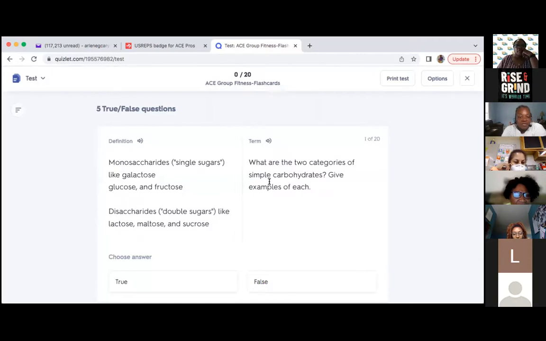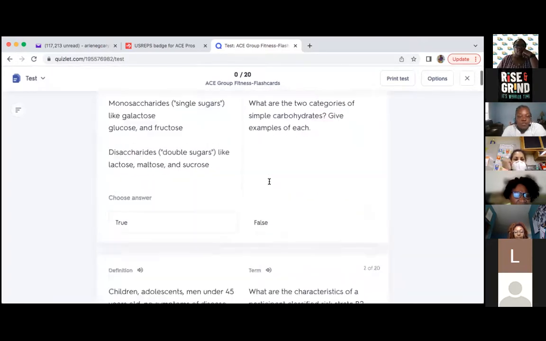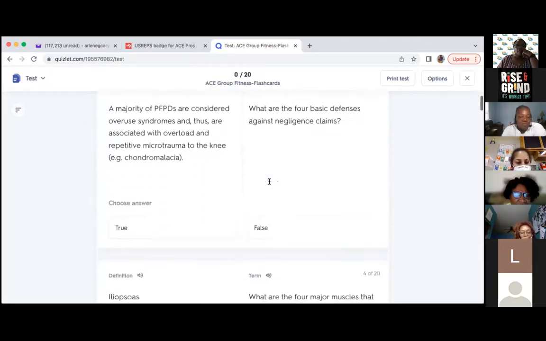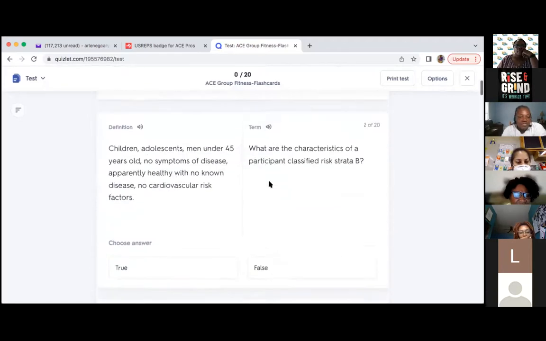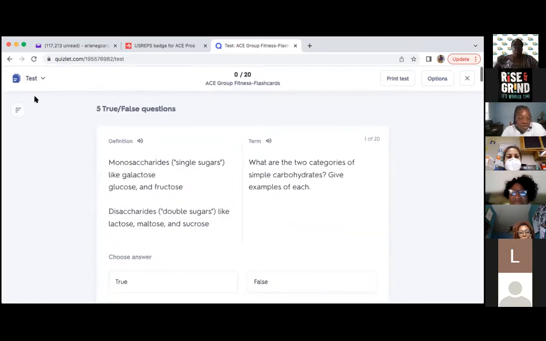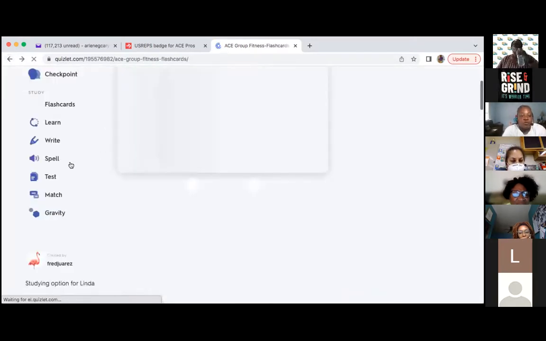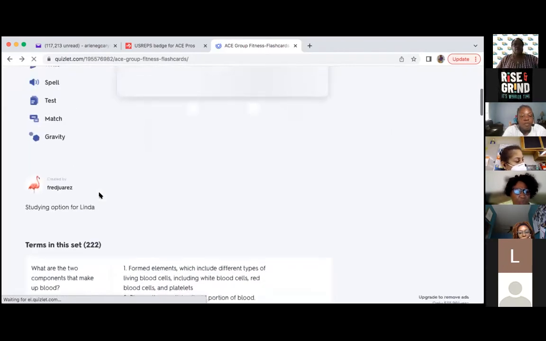This is the test, so it has 5 true or false questions. I didn't really like the test for some reason, and this might be the reason why. It just seemed like too... I used that learn portion. That helped me the most. You said the learn portion.